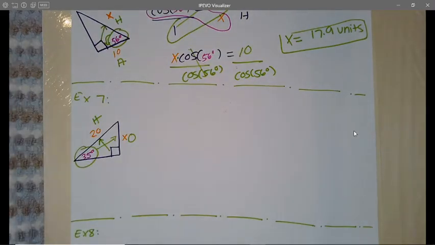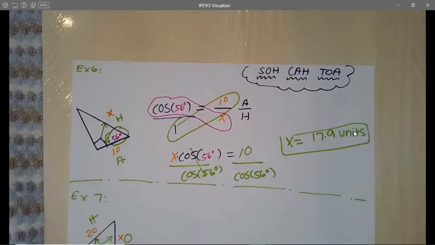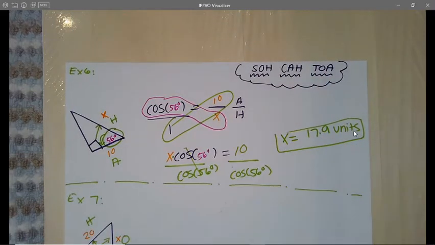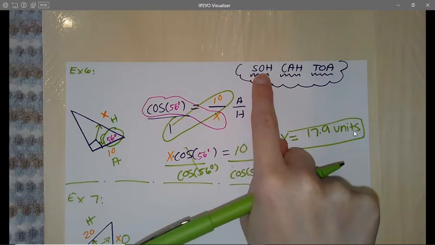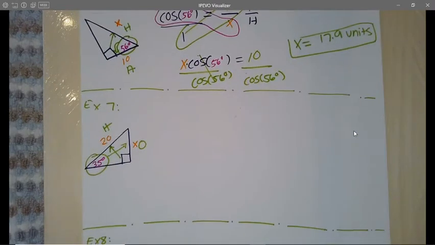Okay, so I have an opposite and a hypotenuse. Which trig function has the opposite and hypotenuse as its ratio? Well, that would be sine. Sine is opposite over hypotenuse. So this is telling me to use sine.